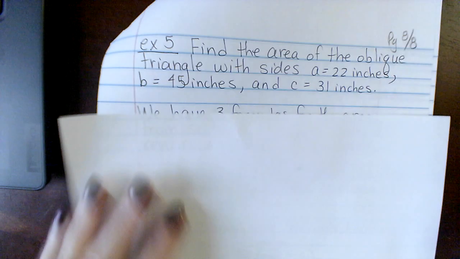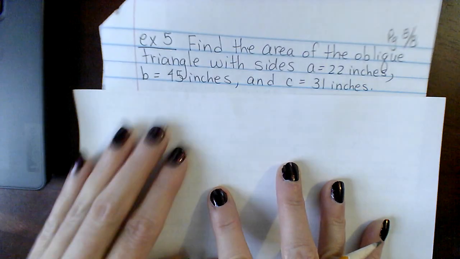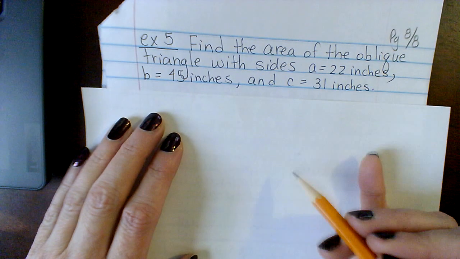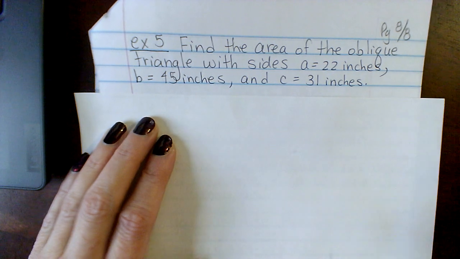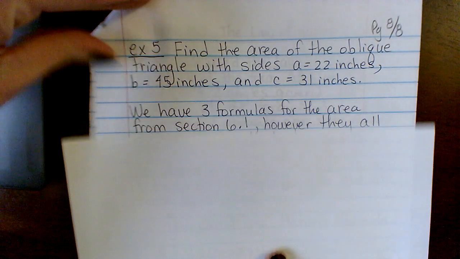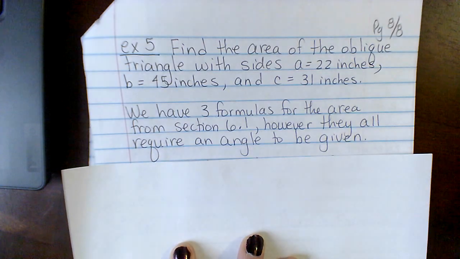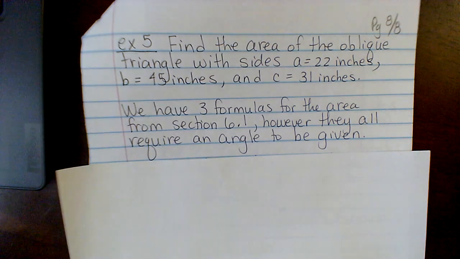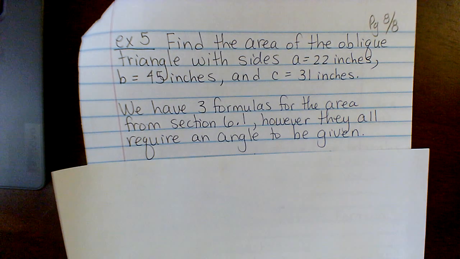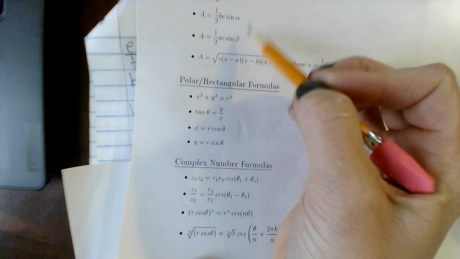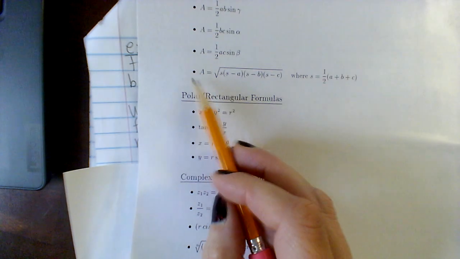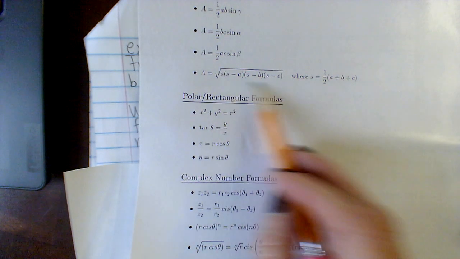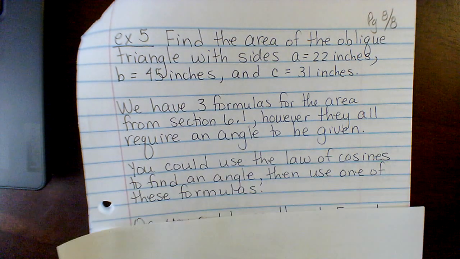Okie dokie. So last up here, find the area of the oblique triangle with sides 22, 45, and 31 inches. Now, with this one, because we're given three sides and none of the angles inside, we have those formulas, but they all require an angle, right? Remember all these area formulas in here? But we do have this last area formula in here with all this nonsense. That's what we're going to use here.